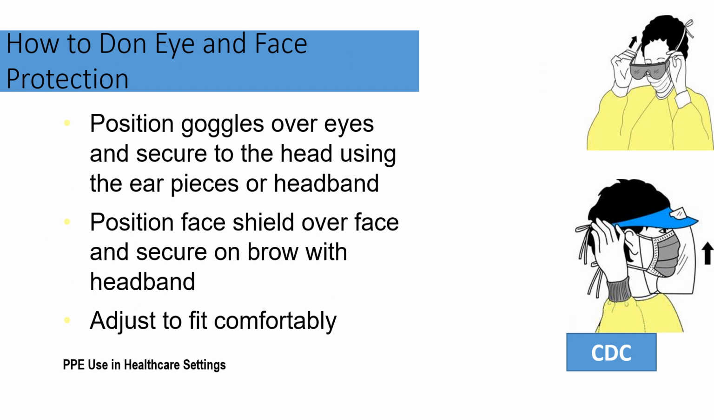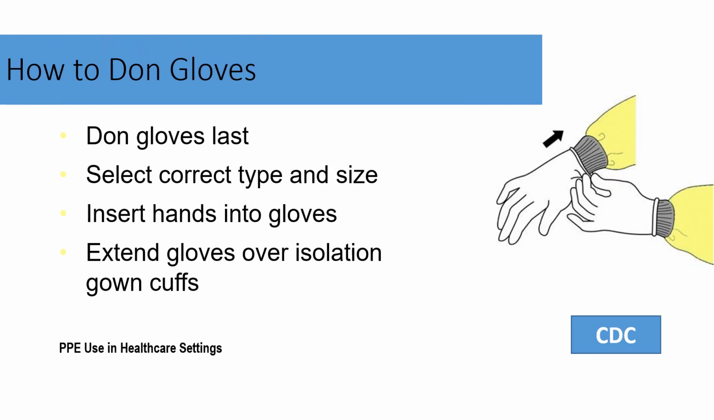How to don eye and face protection? Position the goggles over the eyes and secure on the head using the earpieces or headband. Position the face shield over the face and secure on the brow with the headband. Adjust to fit. How to don gloves? Don the gloves last. Select the correct type and size and insert hands into the gloves. Extend gloves over the isolation gown.